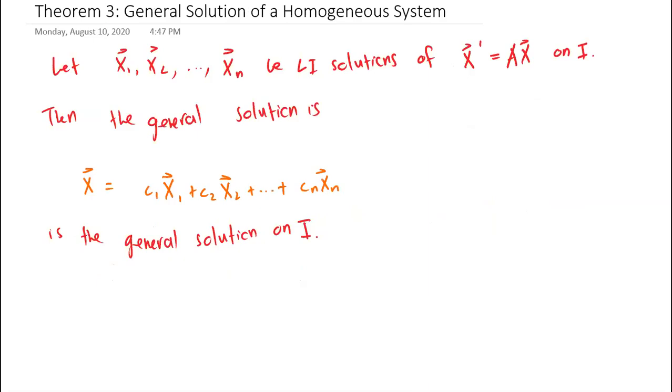And then, as before, the general solution for the homogeneous case is just a linear combination of the fundamental set of solutions. So let x1, x2, up to xn be linearly independent solutions of this homogeneous system on some interval I. Then the general solution for this system is all possible linear combinations of these x sub i's, and this is a general solution on this interval I in which these functions are linearly independent. So again, everything follows exactly the same.